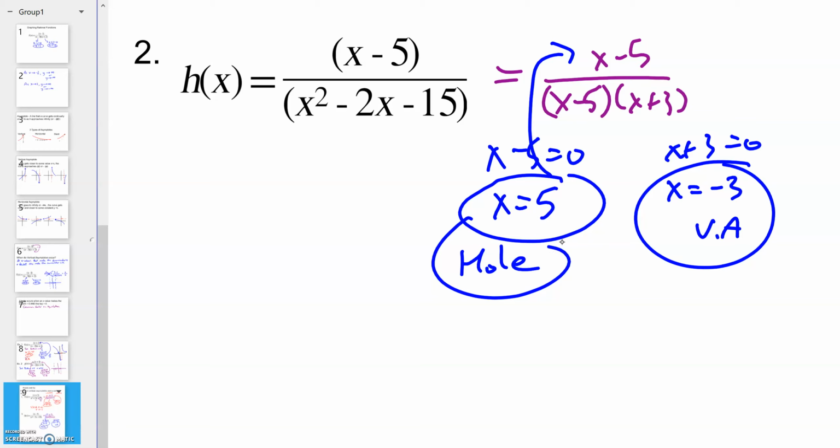I'm going to teach you the rule for horizontal asymptotes and then better idea of how to graph these things in class. But I hope that makes sense.